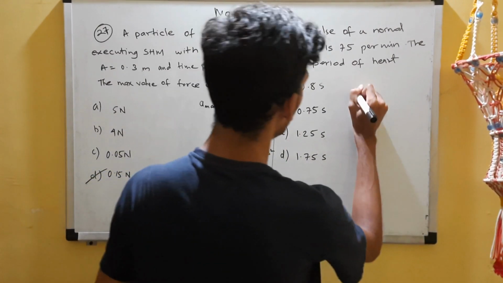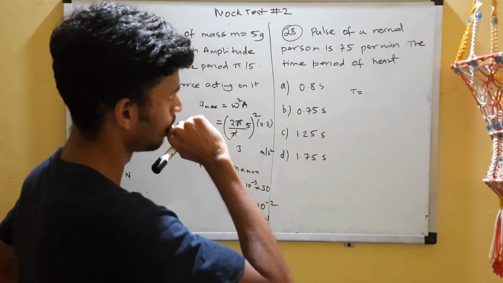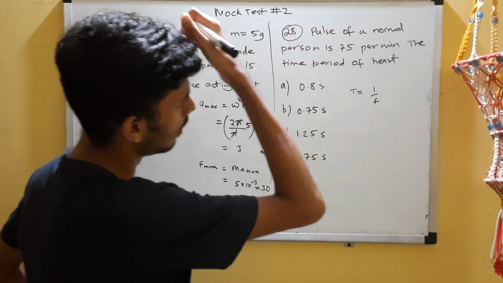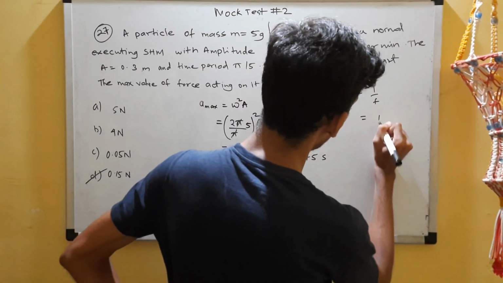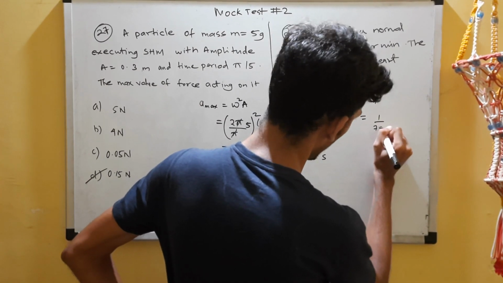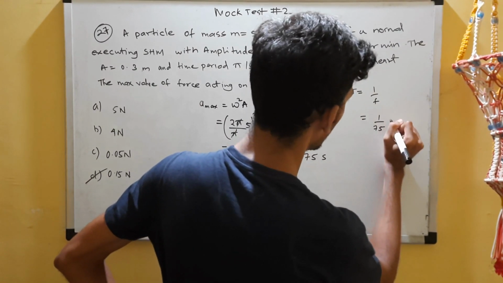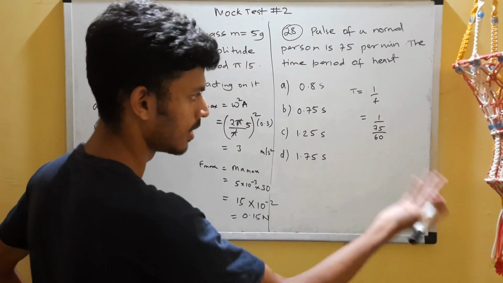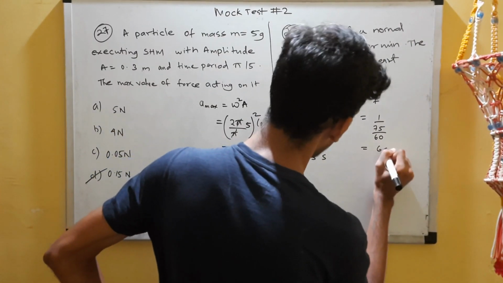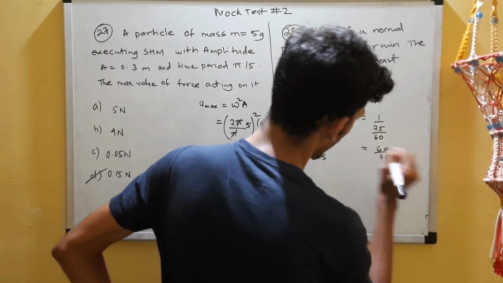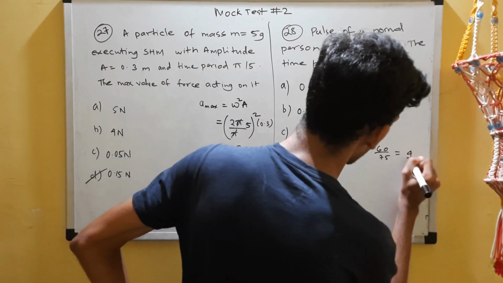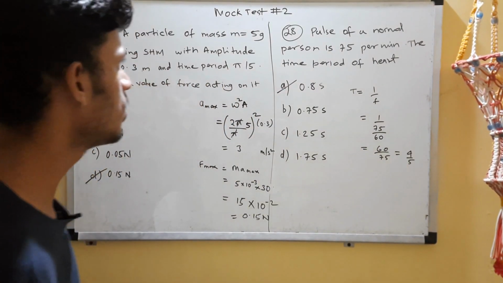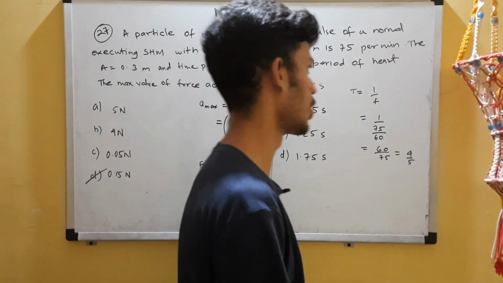So time period will be basically 1 by f, right? 1 by f. This is frequency, and it is in minutes. So 1 by 75, and that is in minutes. So 75 by 60 per minute, so per 60 seconds. So that will be 60 by 75, or 15 4s are 60, 15 5s are 75, 0.8. So yes, 0.8 is the correct choice over here.